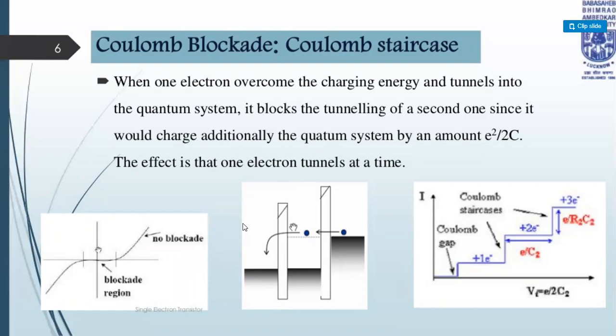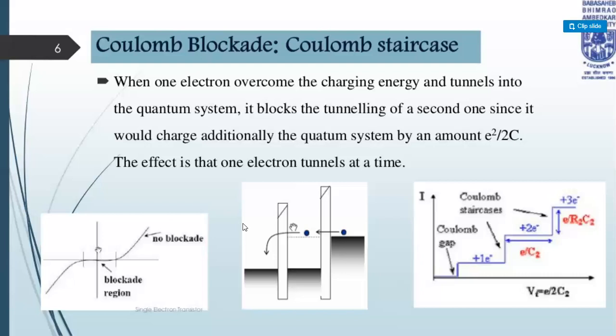The third diagram has an x-axis and a y-axis. The x-axis belongs to voltage and the y-axis belongs to current I. Here the Coulomb gap and the Coulomb staircase go up to plus 3e. With e/R, R2 and C2, the Coulomb staircase increases: the first staircase is plus 1, the second staircase is plus 2, and the third staircase is plus 3.